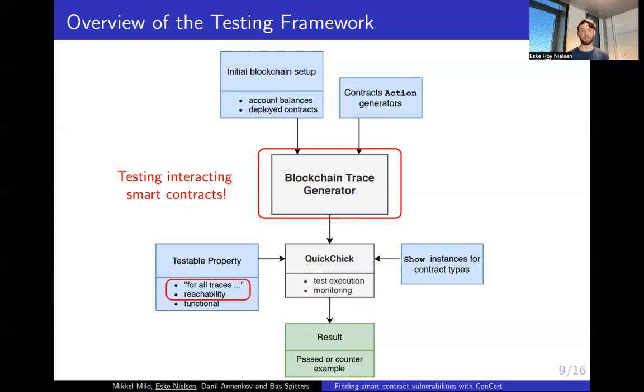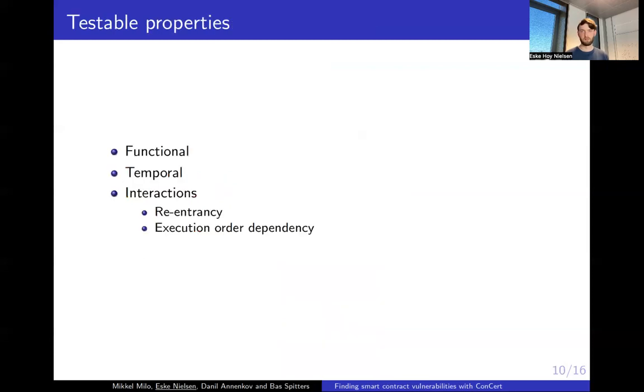And then finally, you would need a testable property. In QuickCheck, a testable property is just any decidable property inside of Coq. And since we have full formalization of the execution layer and execution traces, we can test a lot of interesting properties. For example, we can test functional correctness, such as Hoare-style pre-post conditions of single contract calls.